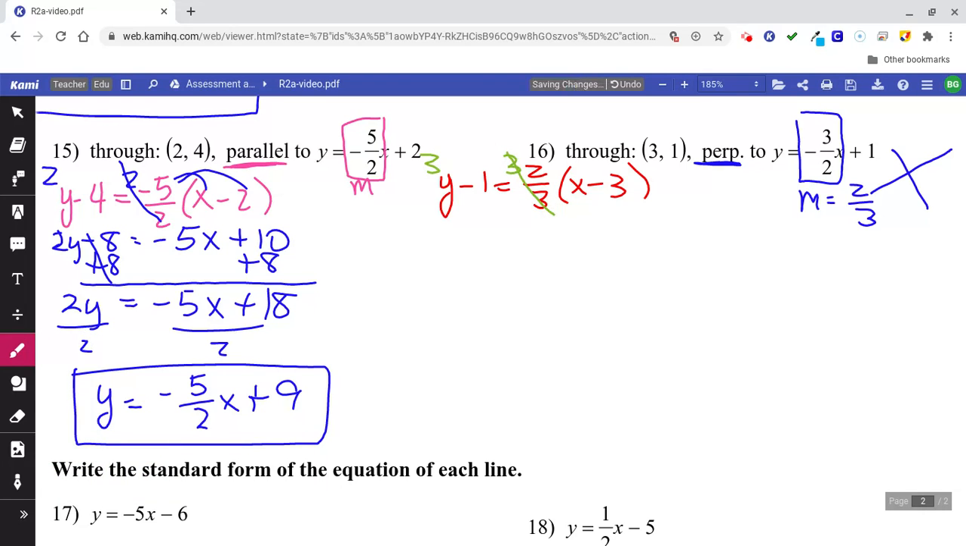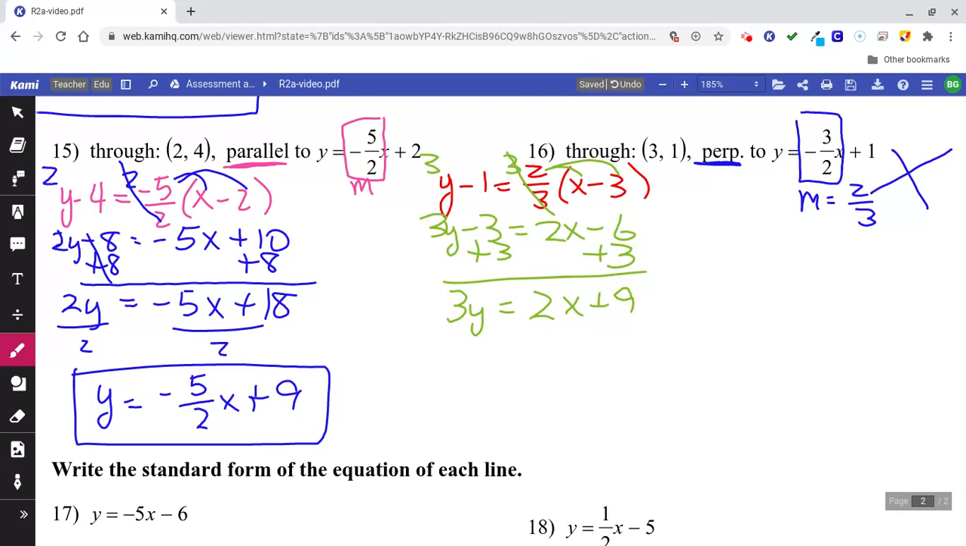So let's multiply both sides by 3 to cancel the fraction. We still distribute on the left side. We distribute what's left, or what remains, I guess, on the right side. Add the 3 over. 3y equals 2x plus 9. And divide by 3 here. Y equals 2/3 x plus 3. 9 over 3 is 3.